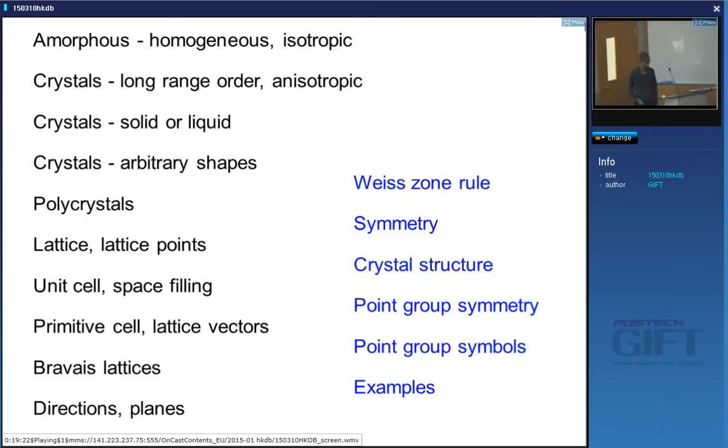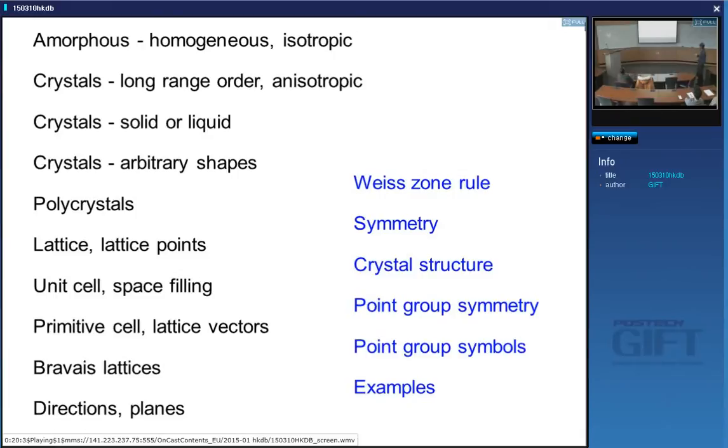Okay, so just to summarize what we've done so far, we've dealt with amorphous materials, or at least the structure of amorphous materials, and emphasized that it's isotropic because the atoms are distributed at random. Crystals, on the other hand, have long-range order, and therefore they are necessarily anisotropic. And, of course, crystals can be solid or liquid. We have liquid crystals in the displays that we use in your computers and so forth. We haven't really dealt with polycrystals as yet.